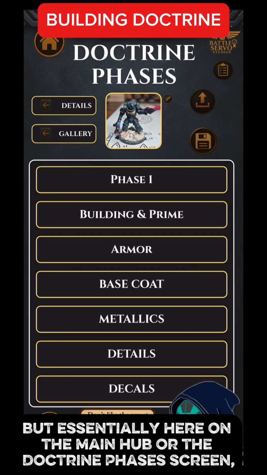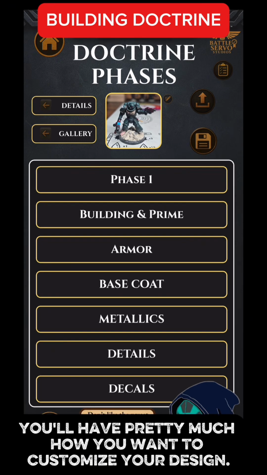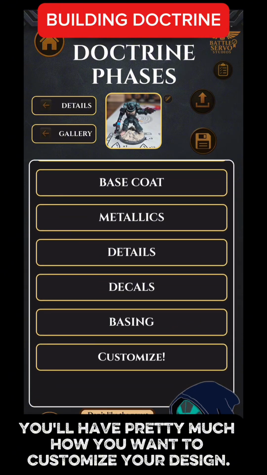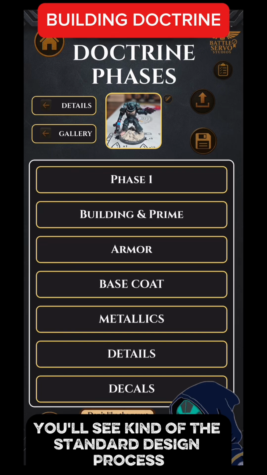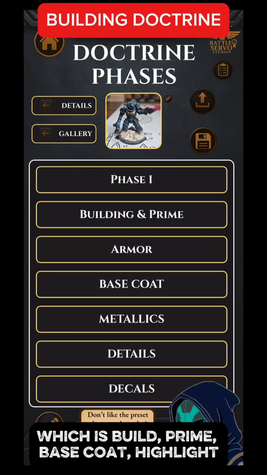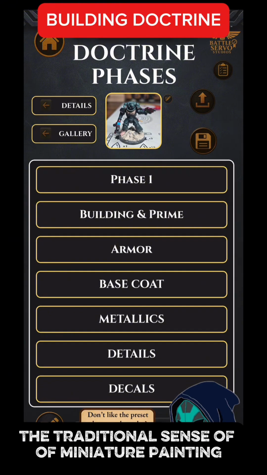But essentially here on the main hub, or the Doctrine Phases screen, in other words, you'll have pretty much how you want to customize your design. When you first start a Doctrine, you'll see the standard design process, which is build, prime, base coat, highlight, the traditional sense of miniature painting.